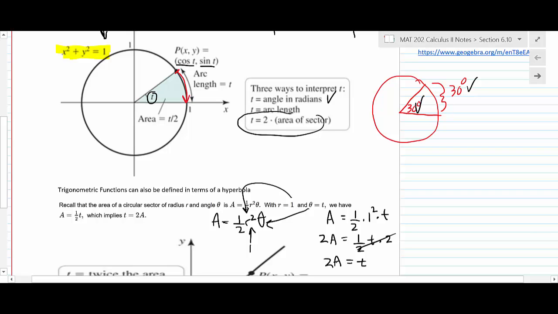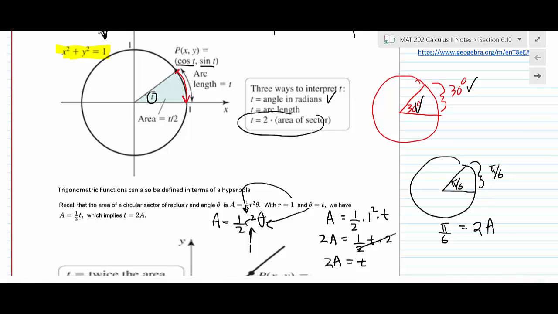So that's where that comes from. So the idea is, in a unit circle, and this is a unit circle, which is important, if that was pi over 6 radians, then that arc right there would also have a length of pi over 6. And the other thing is that would be twice the area of that sector. So pi over 6 would also be equal to twice the area of this sector right there. Does that make any sense?